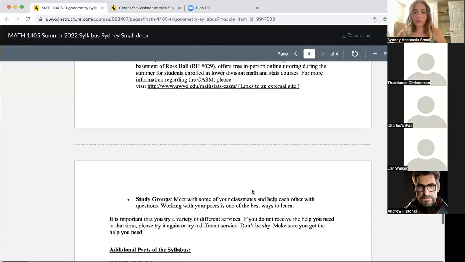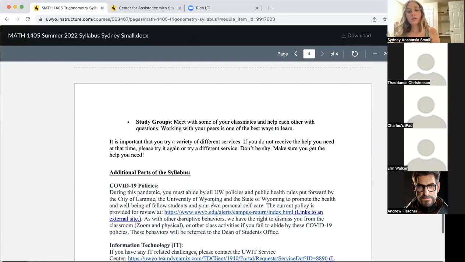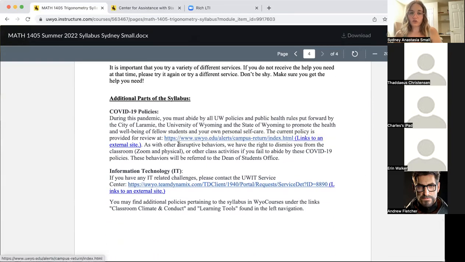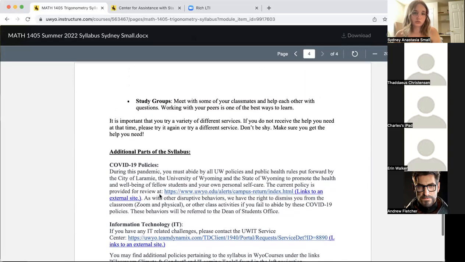And then study groups, again, it's a little bit harder to meet people online, but study groups and getting to know your peers is sometimes the best way to learn. So there's that too. Okay, and then these are just the additional parts. I don't think we really need to go over that.